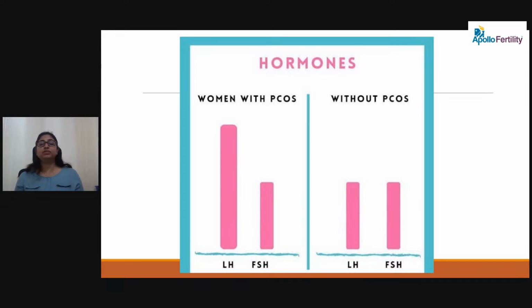As a result of these problems, what happens? The follicles are good in number. The follicles are not less. Eggs are there. But every month, one egg has to mature and get released, which is not happening in this case. When the egg is not released, the egg will not meet the sperm, and there will be no fertilization and no pregnancy.